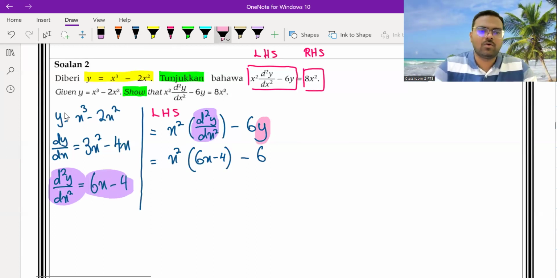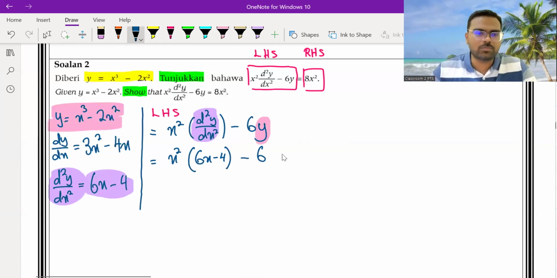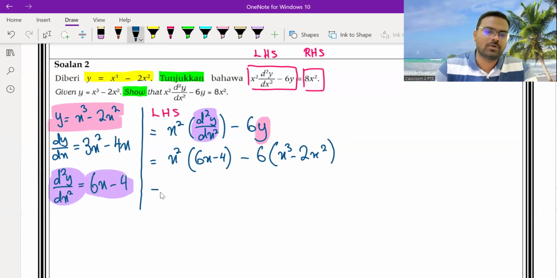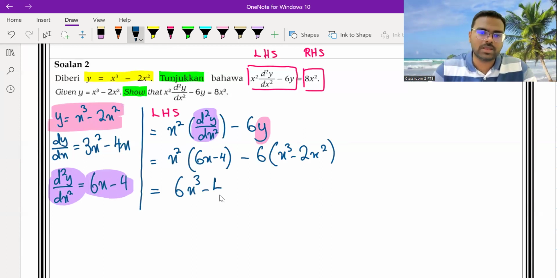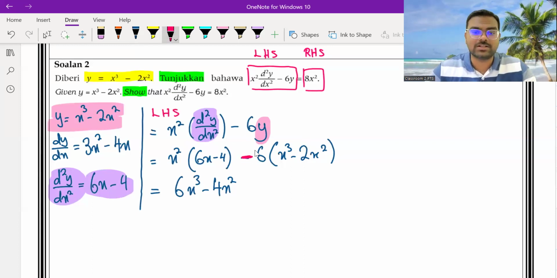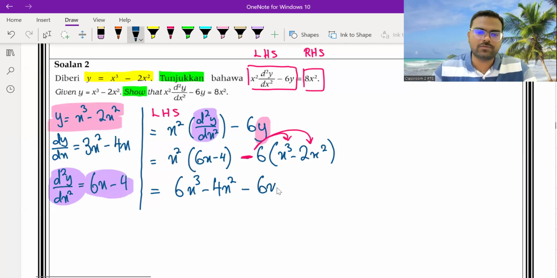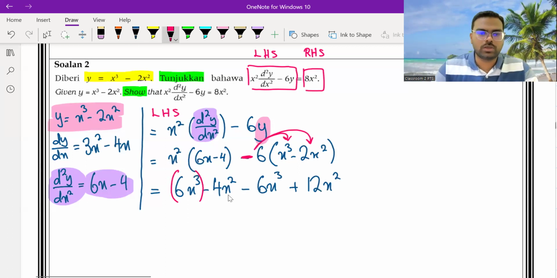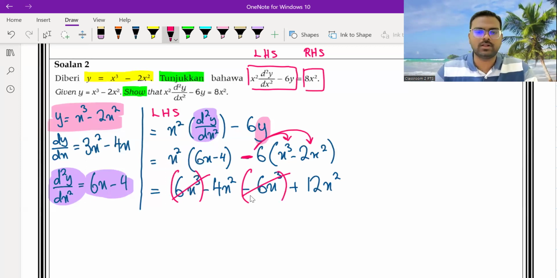This is y. What is your y here? X cube tolak 2x square. So first bracket, no problem. Cikgu terus boleh kembangkan. 6x power 3 minus 4x square. The second bracket, depan ada negatif. So jaga-jaga. So negative 6 you multiply inside. Kamu akan dapat negative 6x cube plus 12x square. So over here you can see cancel, cancel. So now negative 4 plus 12. Negative 4 plus 12 kamu akan dapat 8.